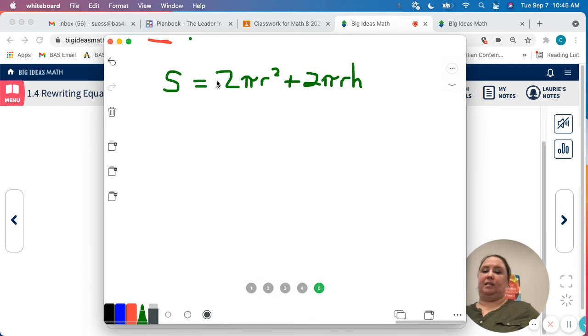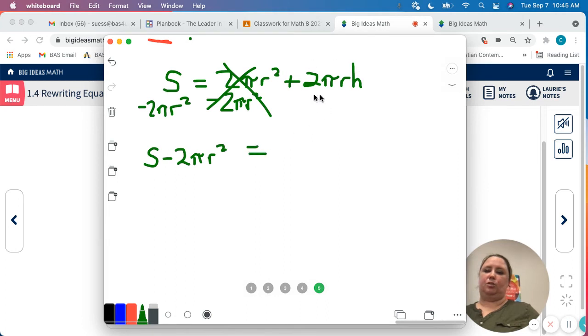If this is a positive 2 pi r squared, we just subtract it. So minus 2 pi r squared from this side, minus 2 pi r squared from that side. This cancels. So I just have s minus 2 pi r squared equals, and then I just write this half, 2 pi r h.